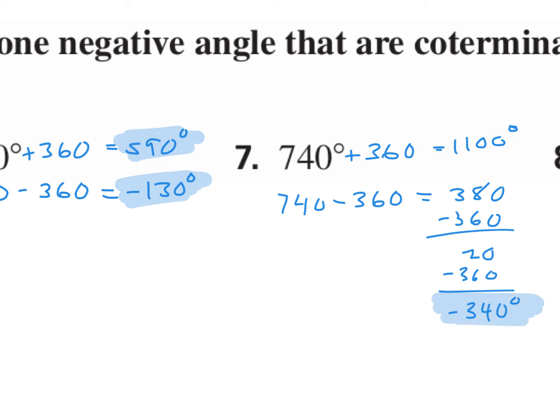For a positive coterminal angle, you could either say 20 degrees, you could say 380 degrees, or 1100 degrees. All of these would be correct positive coterminal angles.